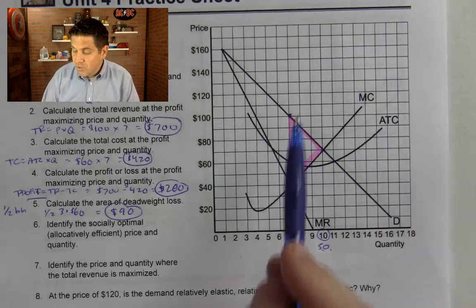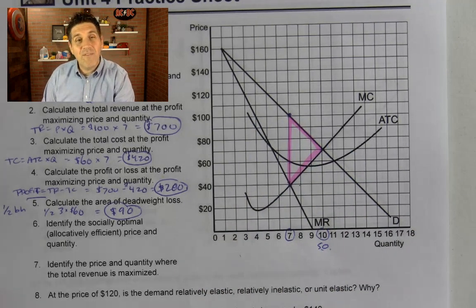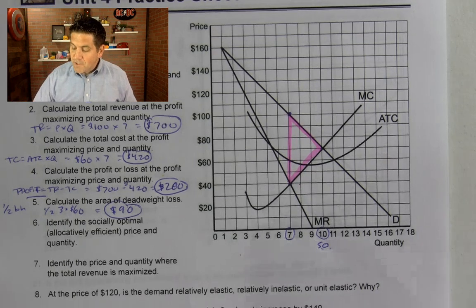Again, I could have asked you for consumer surplus. I could have asked you to identify the area of profit, and your test might do the same things, but just make sure you can do all these skills.